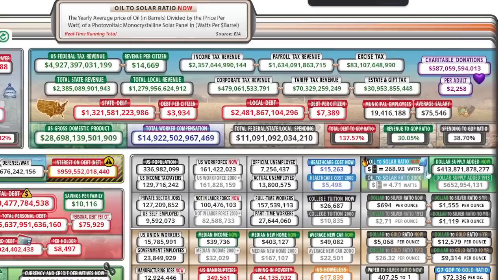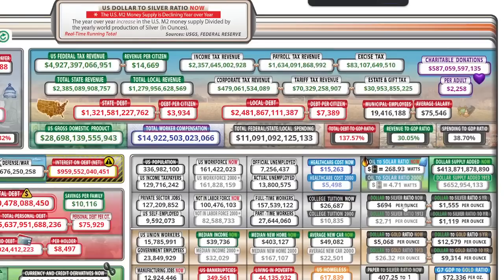But what this is, when we say $694 per ounce, this means that the year-over-year increase in the U.S. M2 money supply divided by the yearly world production of silver in ounces. Now, there's an asterisk here. That asterisk is no longer on the U.S. debt clock page. It showed when it was $0. But it says here in red, the U.S. M2 money supply is declining year over year. But that's not true anymore. They need to update their page.